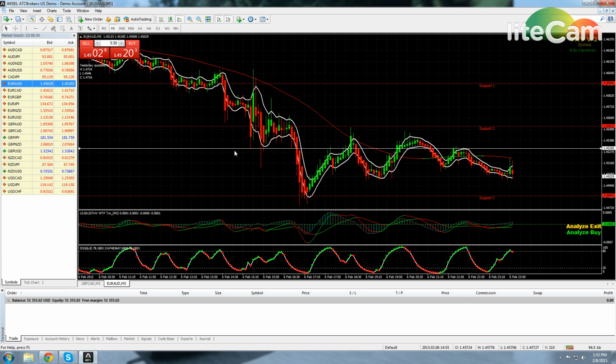I like to get out at prior support resistance, whether that be the moving average, one of the R1, R2, R3, S1, S2, S3, or pivot levels, or just traditional support resistance. But that is the trade that I took on Friday.